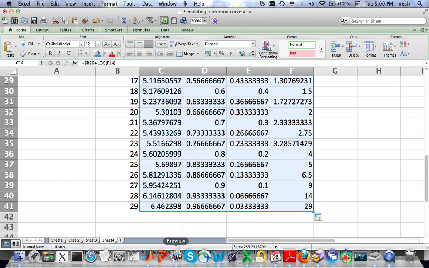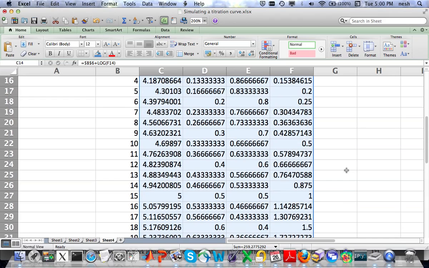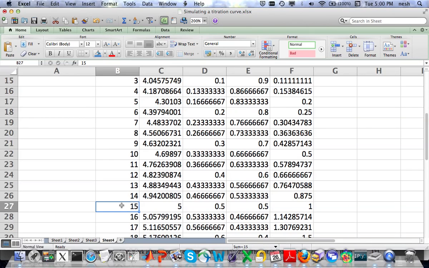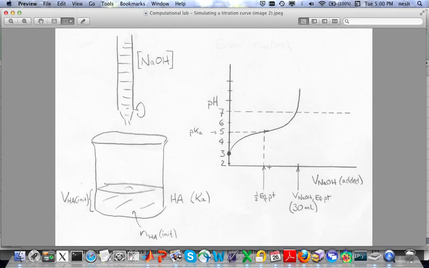I'm just going to take us back to my cartoon figure here. The one thing I do want to point out to you is that if we have an equivalence volume of 30, that means the half equivalence volume would be 15 milliliters, and I'm just checking to make sure that the pH really does equal the pKa at that point. And it does, and so that's why I've drawn it here. At the half equivalence point, the pH equals 5, and there I've indicated here that the equivalence volume is 30 mL.